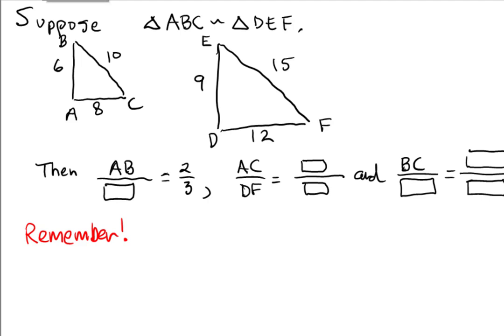Ooh, here's a fun geometry one. Suppose that triangle ABC is similar to DEF. So that symbol in between there means that these two triangles are essentially the same up to a size transformation.